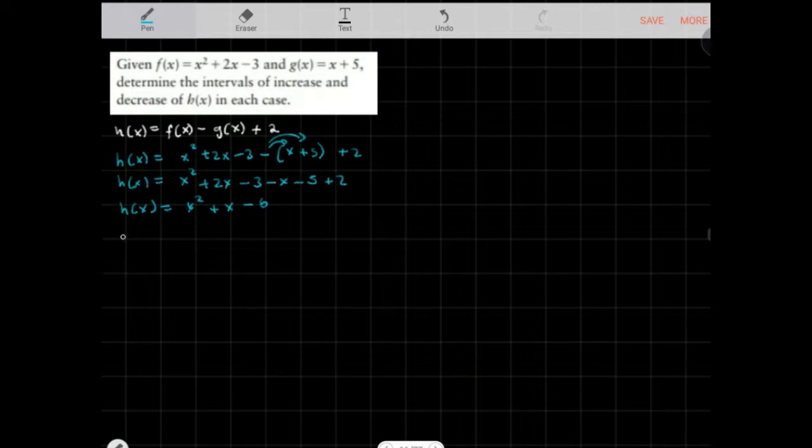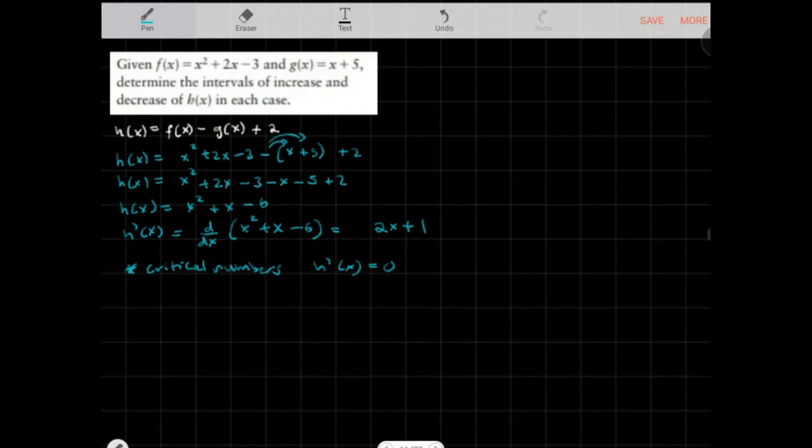What you want to do is find the derivative function. The reason we want to find the derivative function is because we want to isolate the critical numbers, also known as critical points. The critical numbers will occur when h prime of x, or the first derivative function, is equal to 0. So we find the first derivative using the sum and power rule of differentiation. The derivative of x squared plus x minus 6 is basically 2x plus 1.